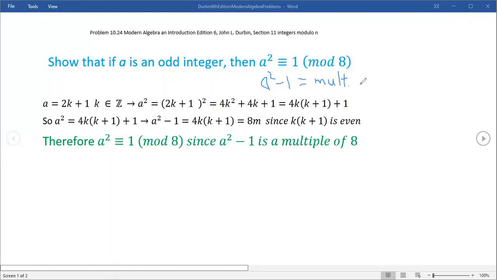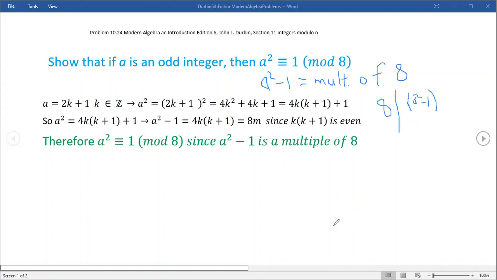Another way of thinking of that, if you like to use the divides language, is that 8 divides a squared minus 1. In other words, you can write this as 8, vertical bar, which just means divides evenly, 8 divides, parenthetically here, a squared minus 1. So that's the meaning of that congruence symbol.